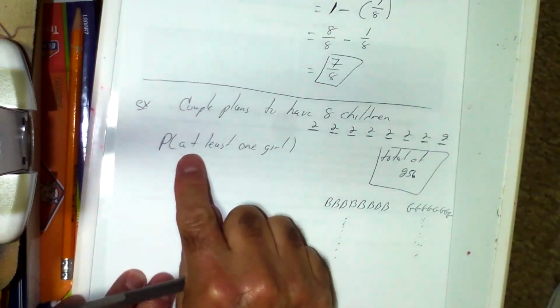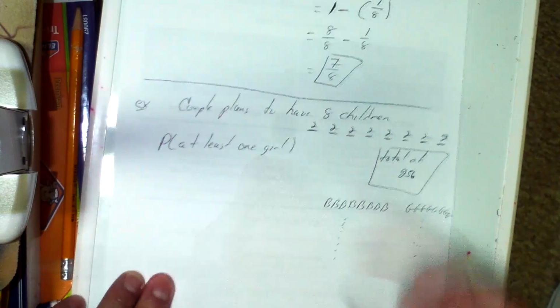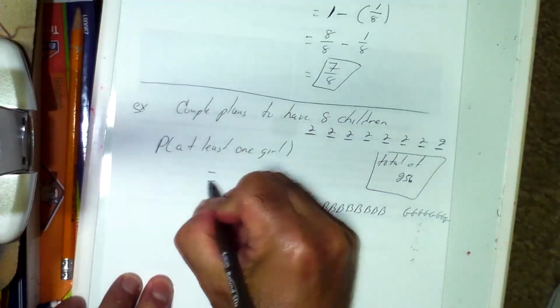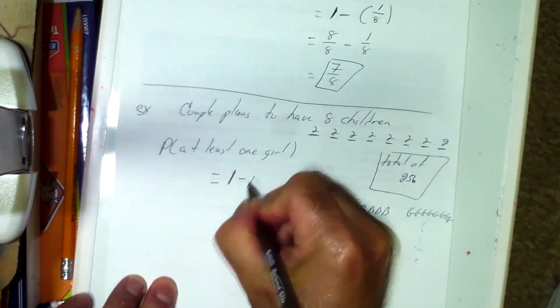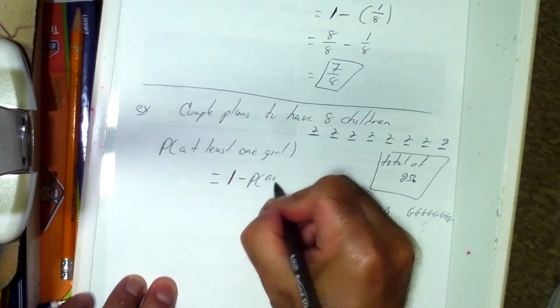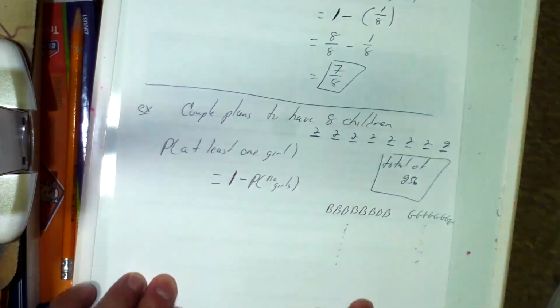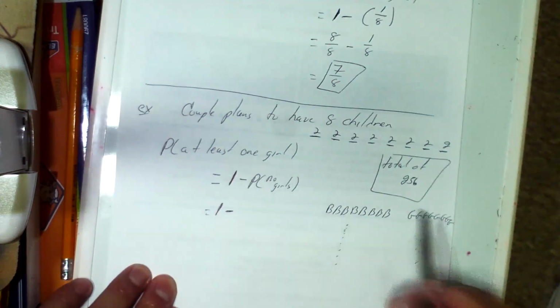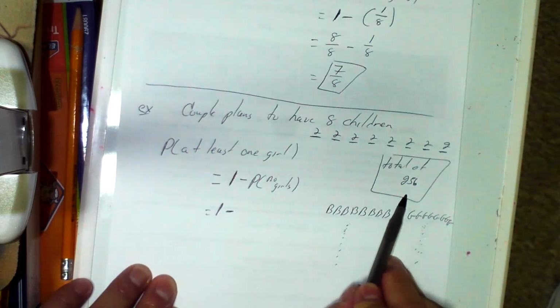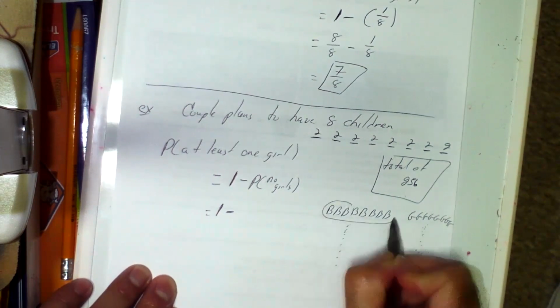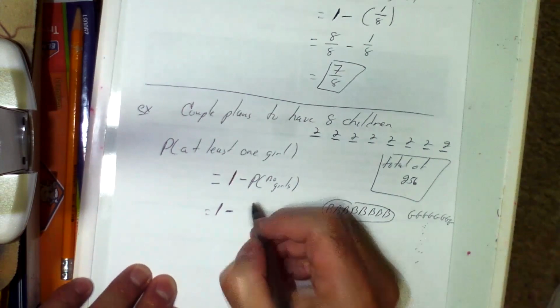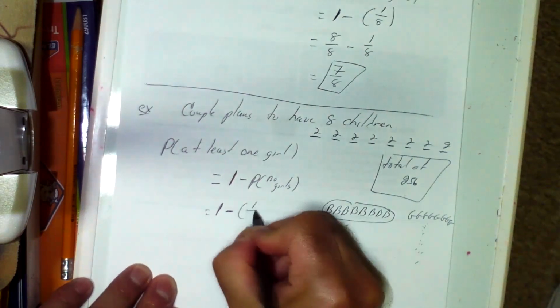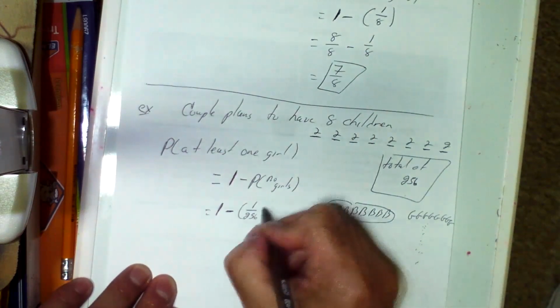I want to know the probability of at least one girl. All right, so if I use my formula, 1 minus the probability of no girls, this would equal 1 minus, well, out of the 256, which ones have no girls at all? Well, there's only one, the one that has straight boys. That is 1 out of 256.